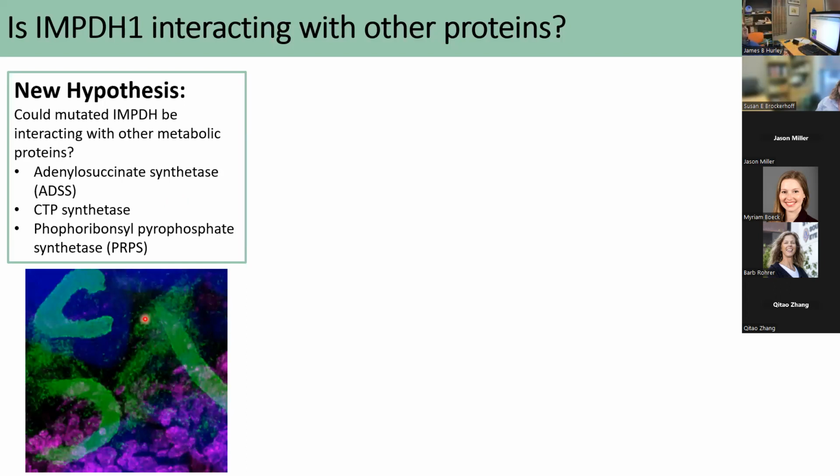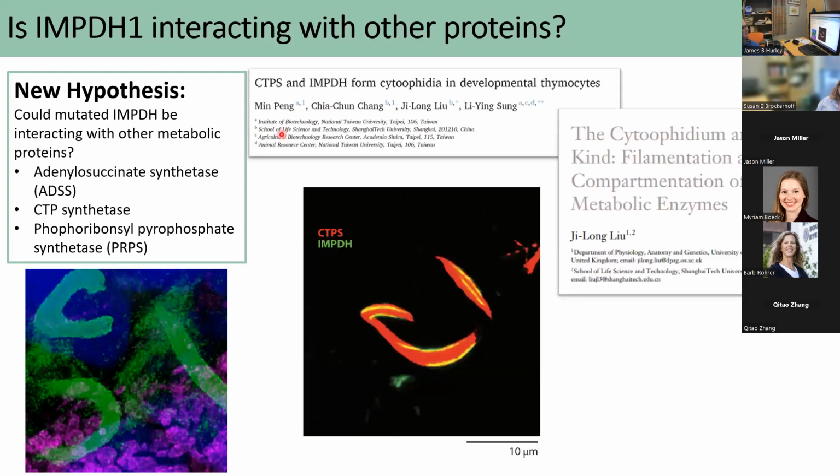And it's not completely out of left field. There have been some studies that have shown that IMPDH is known to interact with other metabolic filaments, like CTP synthase, for example. This is done in cell culture, where CTP synthase is in red here, and IMPDH, you can see a really nice colocalization. We're not sure if this holds up in the retina, but I wouldn't be surprised if in these massive filaments, we're seeing other proteins getting trapped there as well.